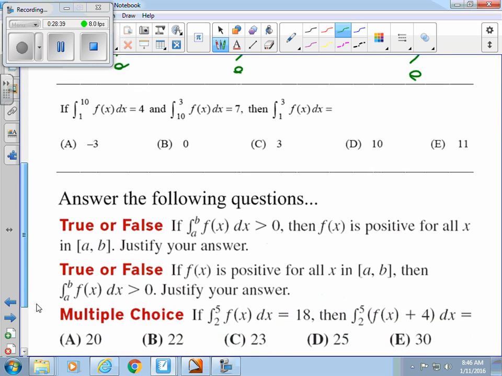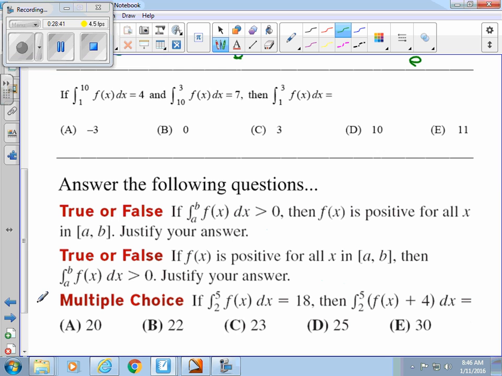You try this next one. The multiple choice problem. See if you can do multiple choice. Any multiple choice problem. It's a tough one.